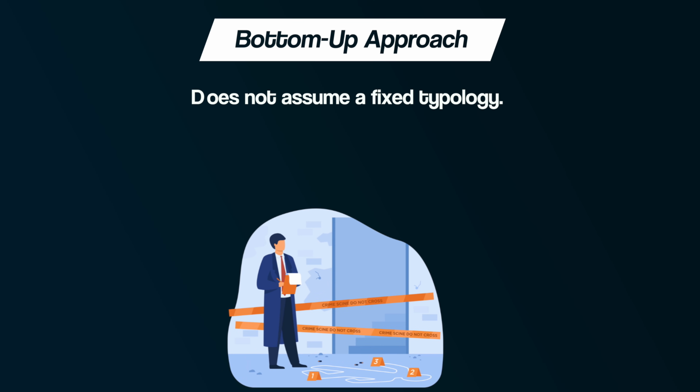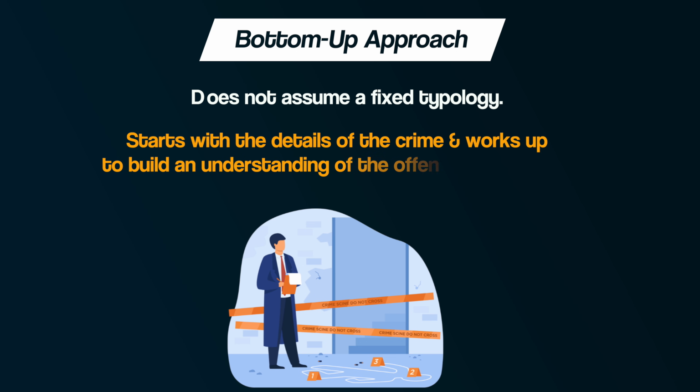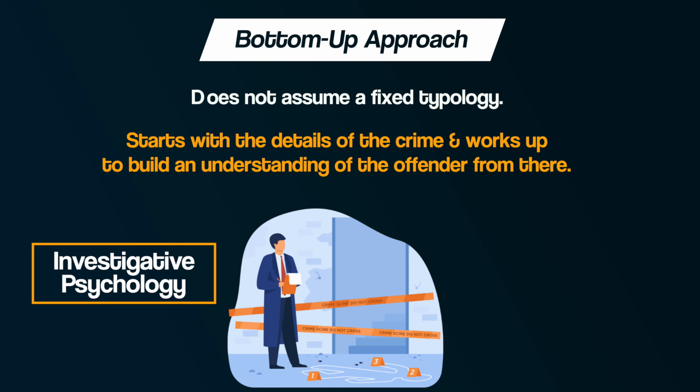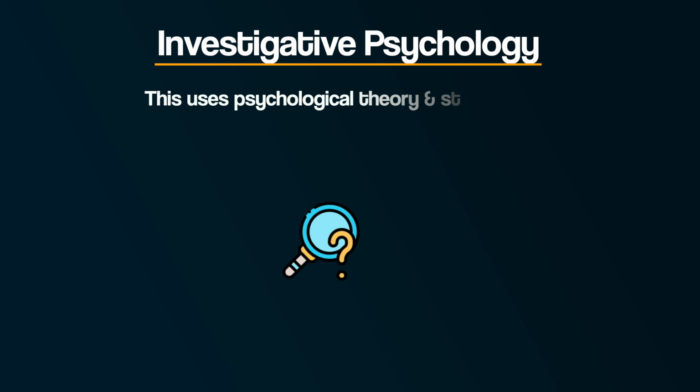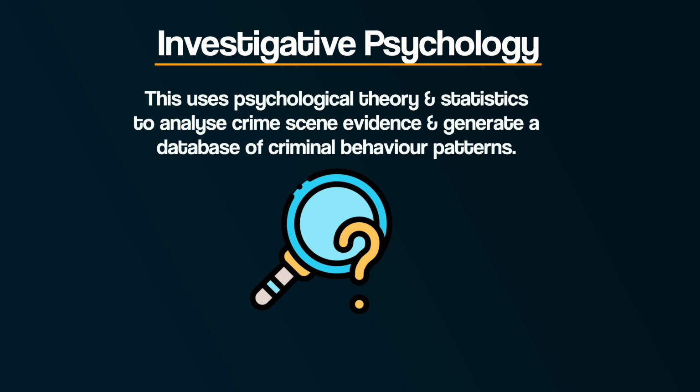An alternative approach to offender profiling is the British bottom-up approach, associated with the work of, can you guess, David Canter. In contrast to the top-down approach with its fixed typologies of organised and disorganised, the bottom-up approach doesn't start with that assumption, but rather starts with the details of the crime and works up to build an understanding of the offender from there. This involves what David Canter called investigative psychology.